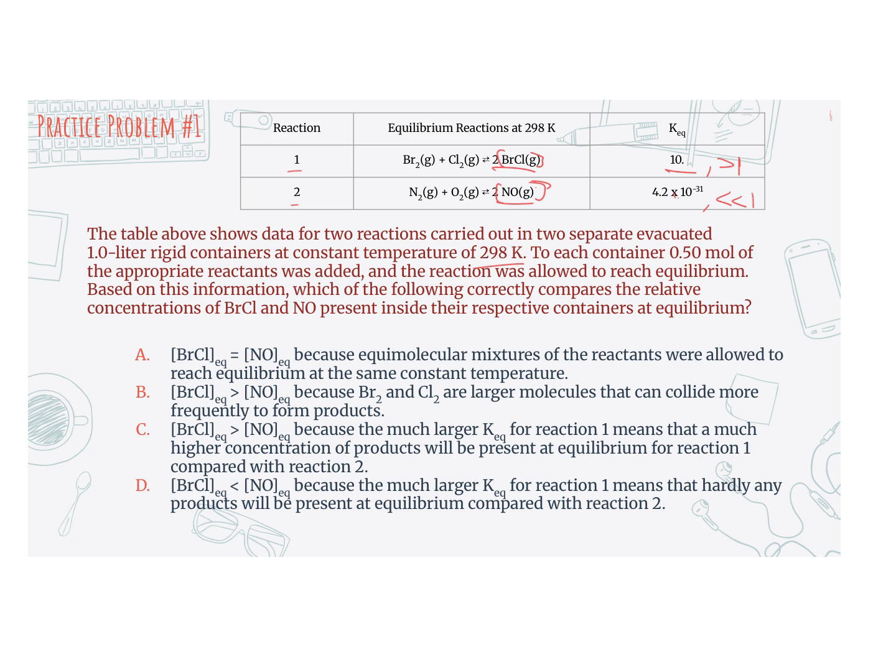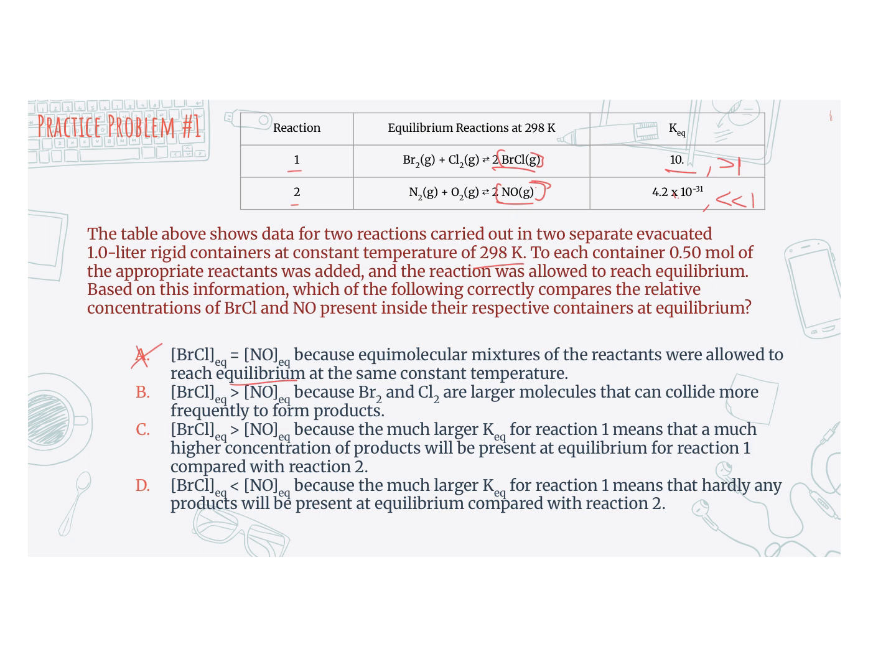So A says that they're equal because equimolar mixtures of the reactants were allowed to reach equilibrium at the same constant temperature. But remember that equilibrium tells us nothing about the actual concentration. And so this one can't be true because we don't actually know anything about their final concentration necessarily because they're at equilibrium. And so A can't be true.